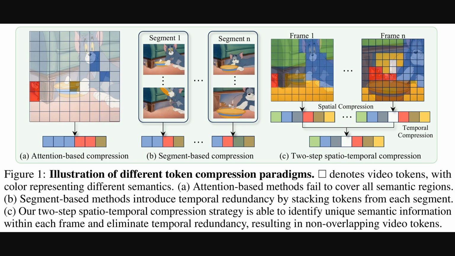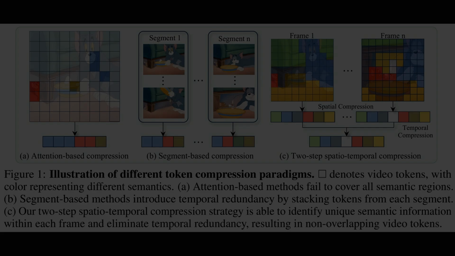First, it finds and merges similar tokens within each frame. Then, it looks across all frames to remove duplicates over time. The result is a clean, efficient set of tokens that captures everything important without repetition.